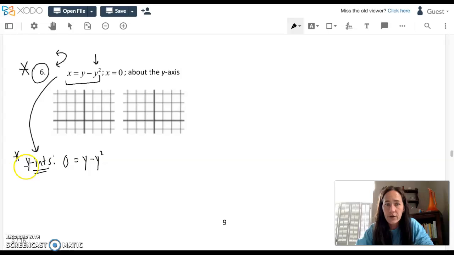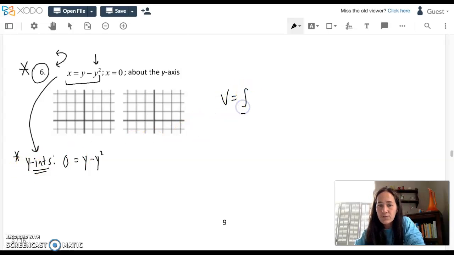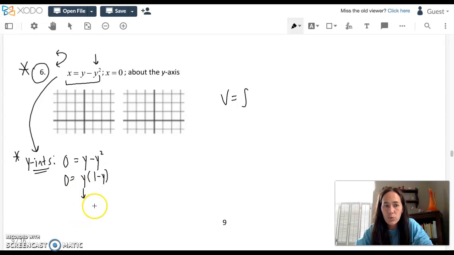They are crucial here because when we do eventually set up a volume integral, we need to figure out, are we integrating from what y value to what other y value if it's not given in the problem. So let's solve this. Can you pull a y out as a GCF? And you'll have 1 minus y. We have two y-intercepts. One of them is at 0, and the other one's going to be, if you set this one equal to 0, at 1.